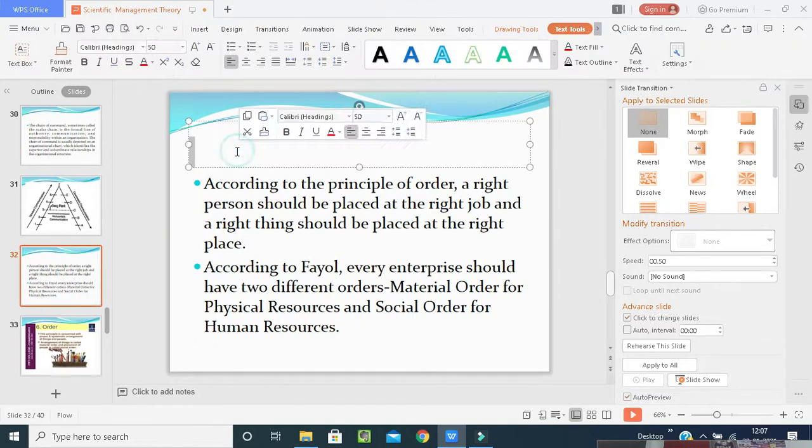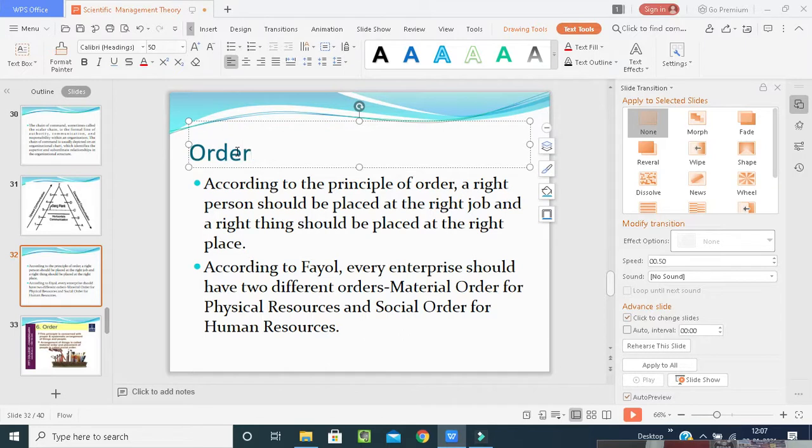Now, according to the principles, the next one is order. Order means a right person should be placed at the right job and at the right time. A right thing should be placed at the right place. According to Fayol, every enterprise should have two different orders: material order for physical resources and social order for human resources. Keep this in mind. Material order is for physical resources and social order is for employees, that means human resources.